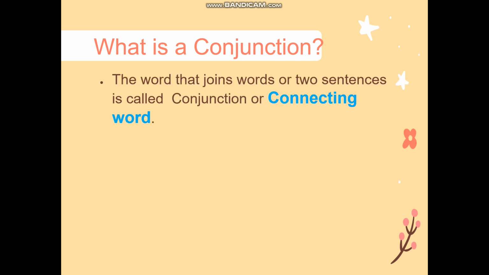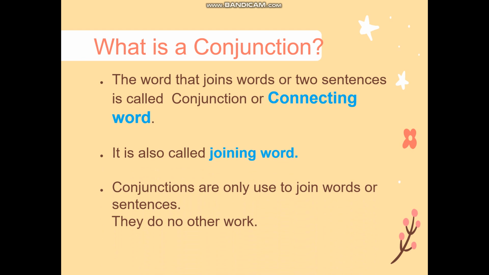So the word that joins words or two sentences is called conjunction or connecting word. Conjunctions are joining two words or two sentences together. They are also called joining words. Now children, conjunctions are used to join the words or sentences. Apart from that, they do not do any other work. So their main work is to join the two words or join the two sentences.